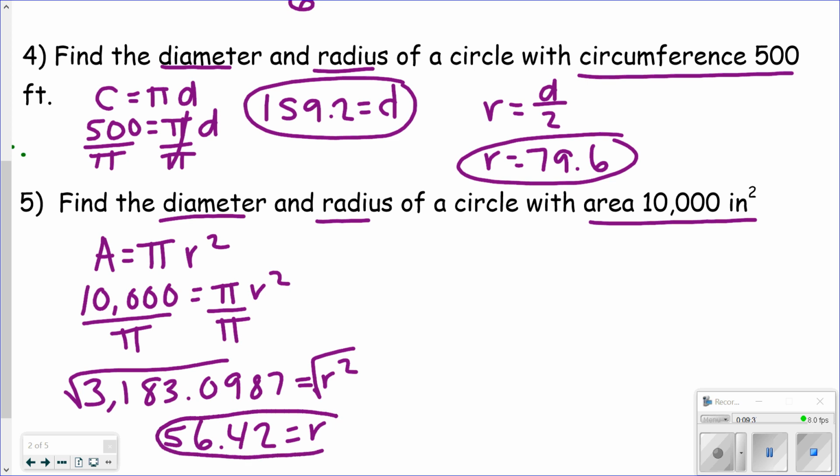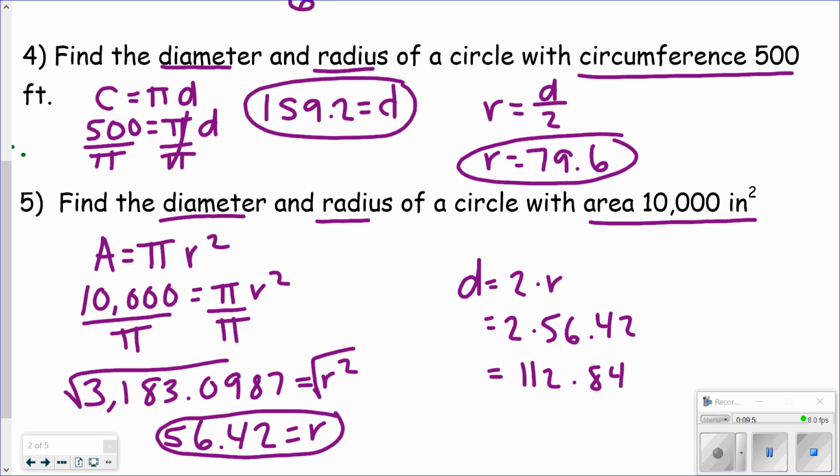Now, if I want to find the diameter, I know that the diameter is 2 times the radius. So I need to do 2 times 56.42, and this will give me approximately 112.84 inches.